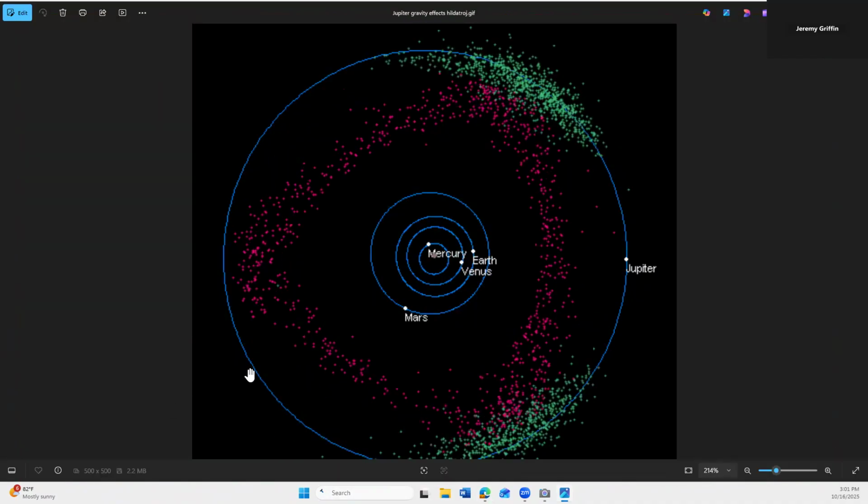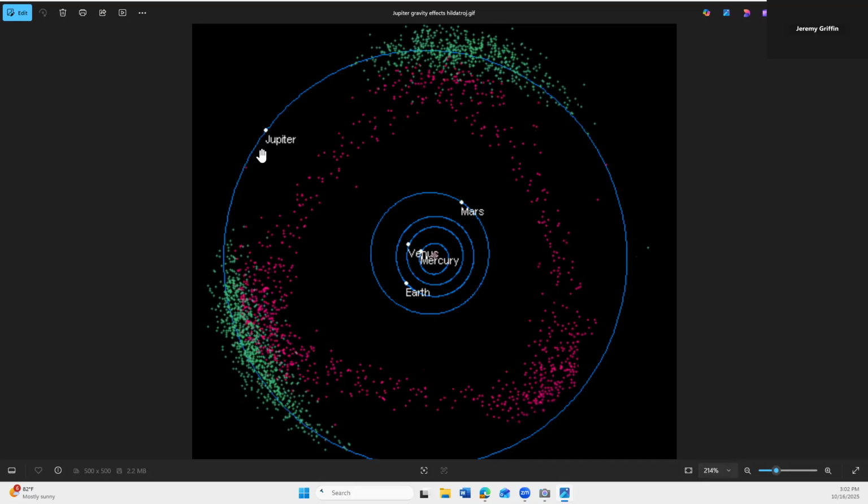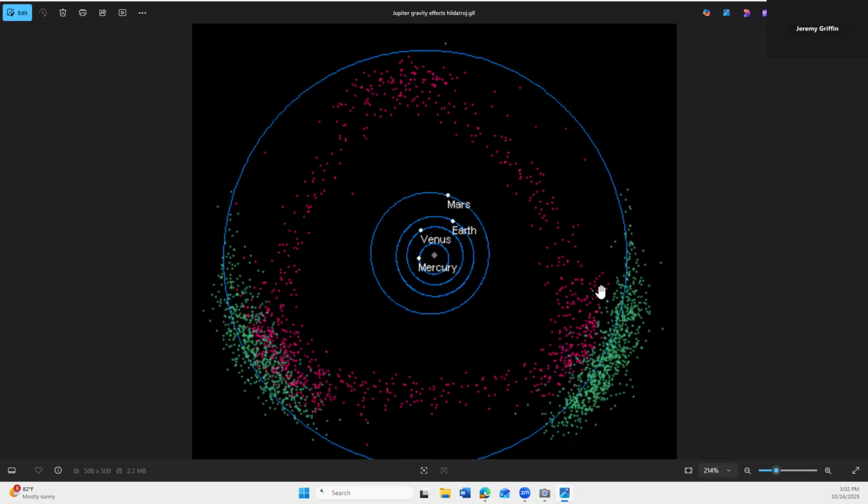So here's our solar system from above. Here's our rocky planets in the middle. Here's Jupiter going around. You guys see big old Jupiter going around? Right? Guys, what are all those pink dots?